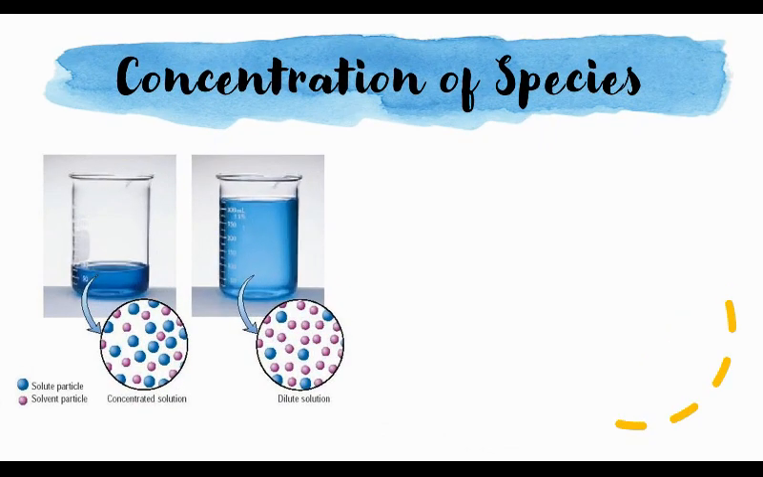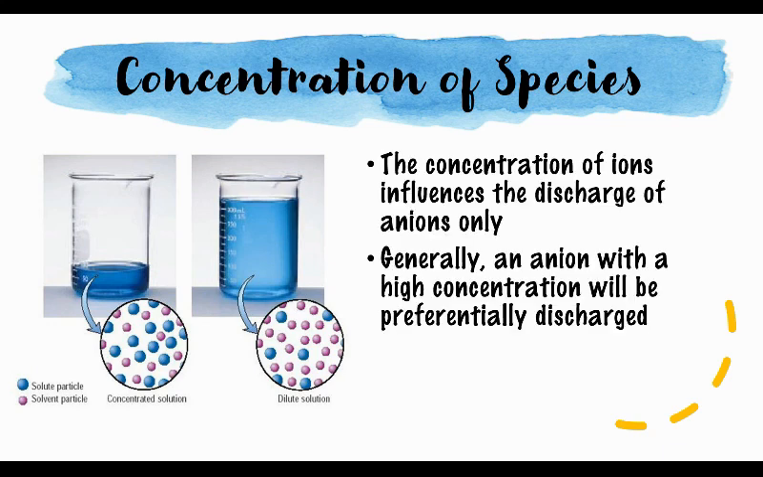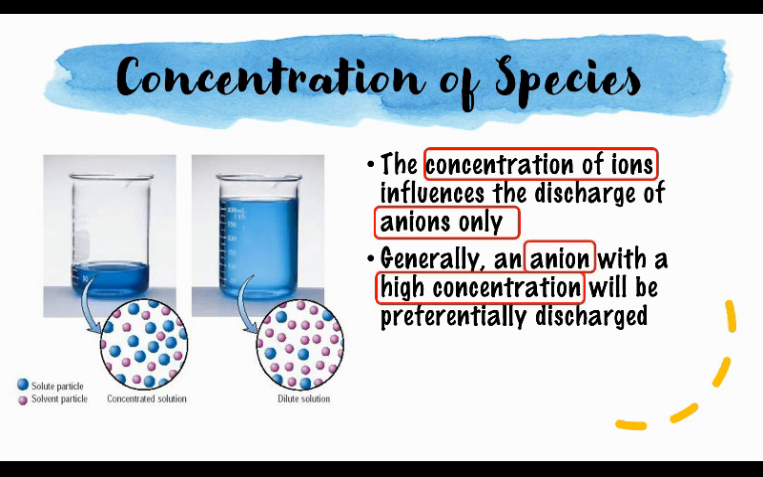The second factor affecting the discharge of a species at the electrode is the concentration of the species. Basically, this factor influences the discharge of anions only. An anion with a high concentration will be selected to be discharged at anode.